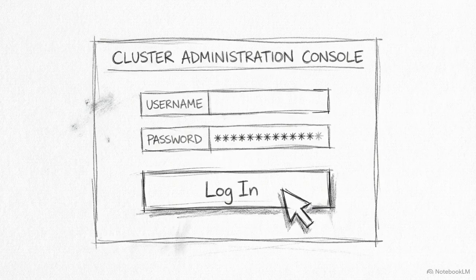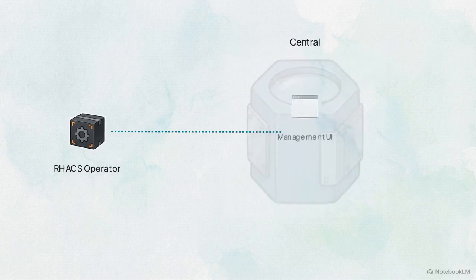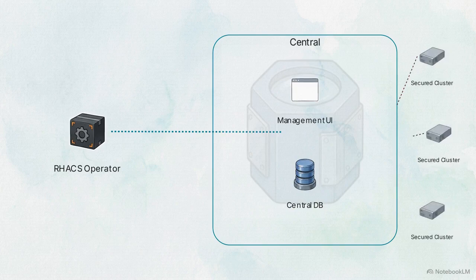Our first task is installing the software. Log into your cluster console, find the Operator Hub, and install the Advanced Cluster Security Operator. Leave the installation namespace set to the default, RHACS Operator. With the operator active, we need to deploy Central.